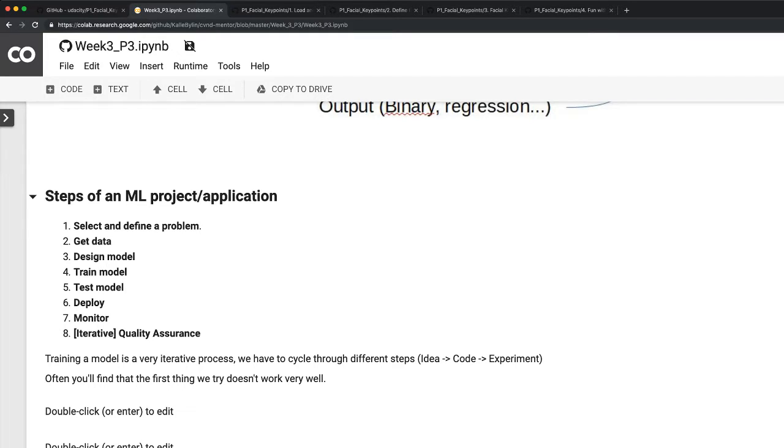So these are basically steps. The first one is select and define a problem. And I can't stress this enough. Everything we do comes out of the problem. If we define the problem correctly and clearly, it almost automatically helps us to make all of the other decisions. But if a problem is not clearly defined, we're in big trouble. We won't even know what to do in the other steps.